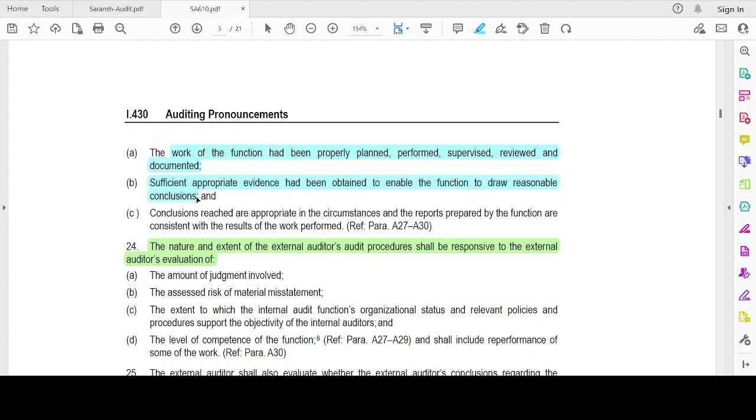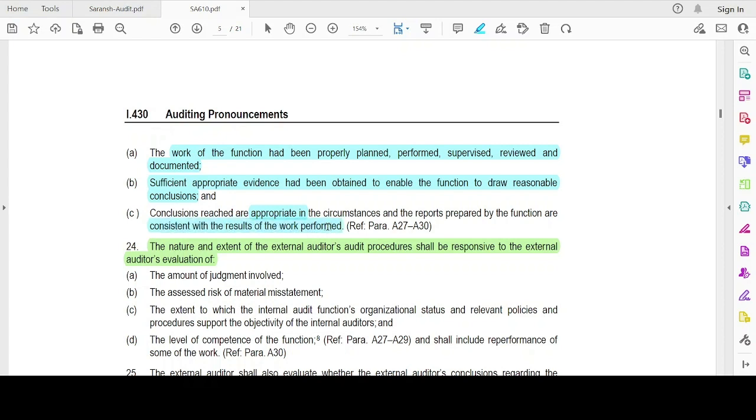I will have to check the evidence which has been gathered by them and the conclusions reached, and check whether the evidence and assumptions support the conclusions. Are the conclusions reached appropriate in the circumstances? Are the reports prepared by the function consistent with the results of the work performed? I have to check.